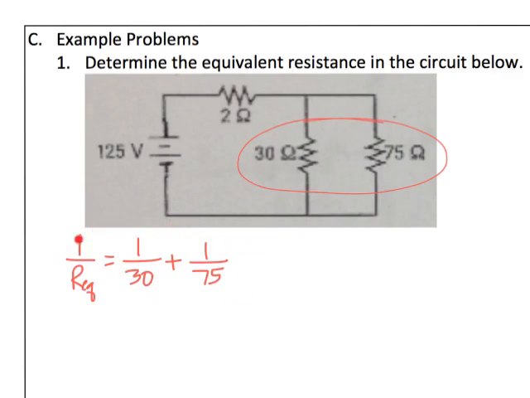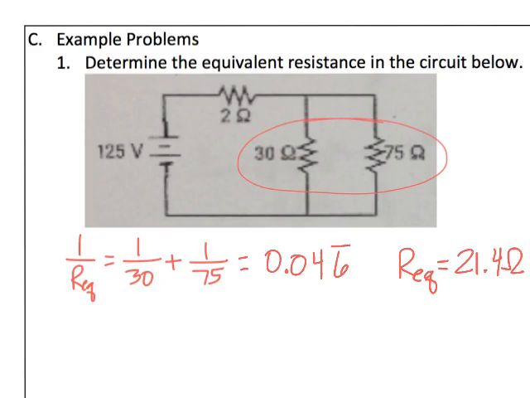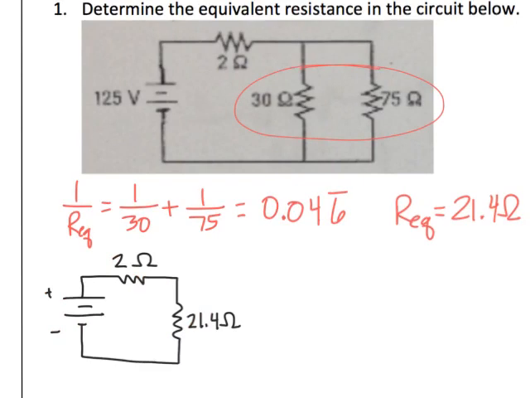Remember, for parallel circuits, you want to add the inverses, and this will give us a decimal value of approximately 0.046 repeating. Then we will take the inverse of that answer, and we come up with an equivalent resistance of about 21.4 ohms. Now we're going to redraw the schematic diagram with this value in place of where our parallel resistors were. Instead of drawing these two resistors in parallel, I've replaced them with one resistor that was the equivalent resistance that we found.